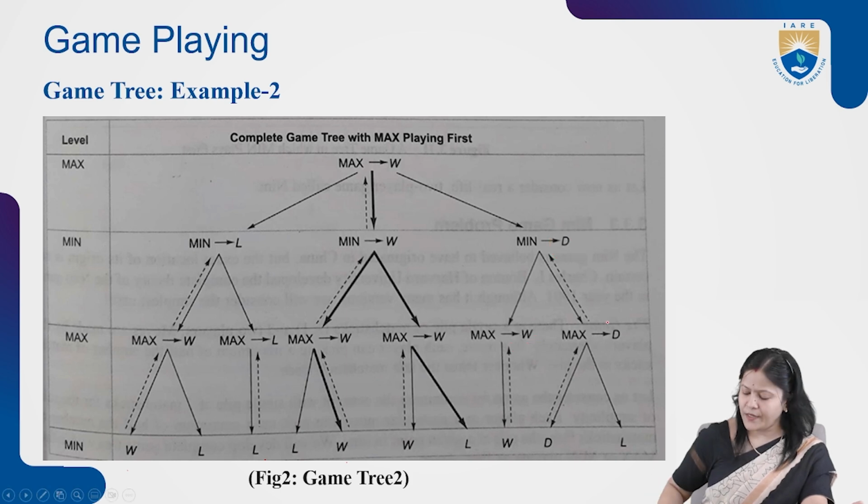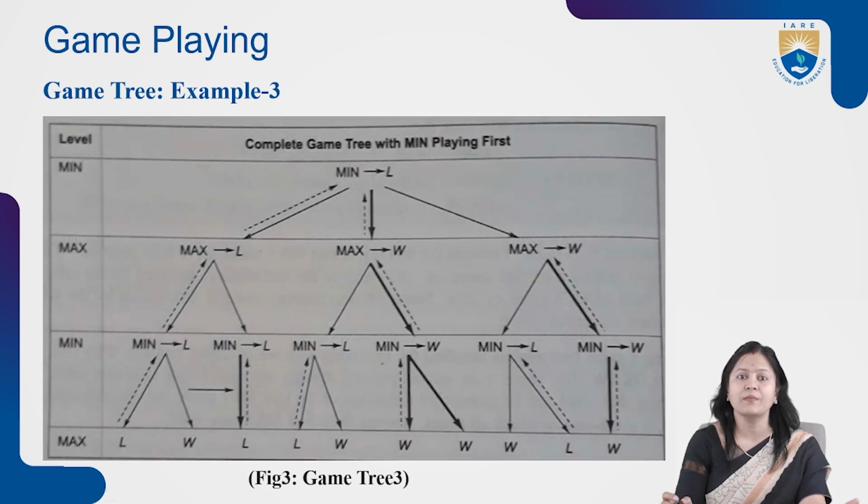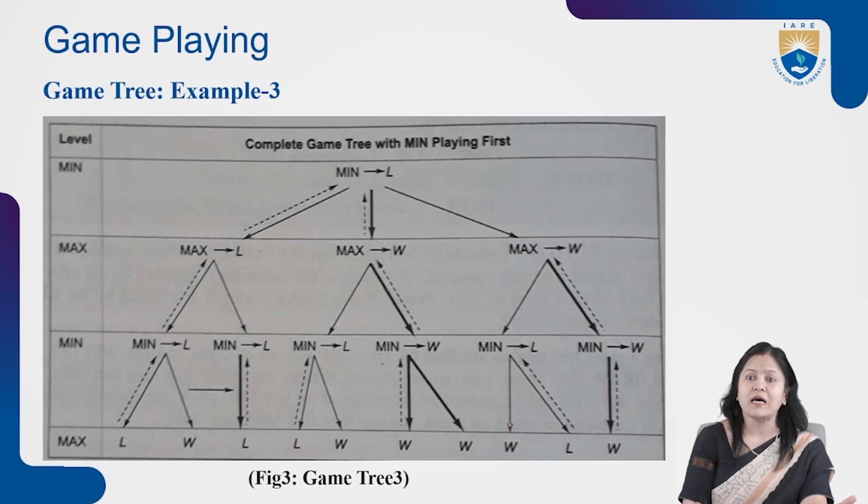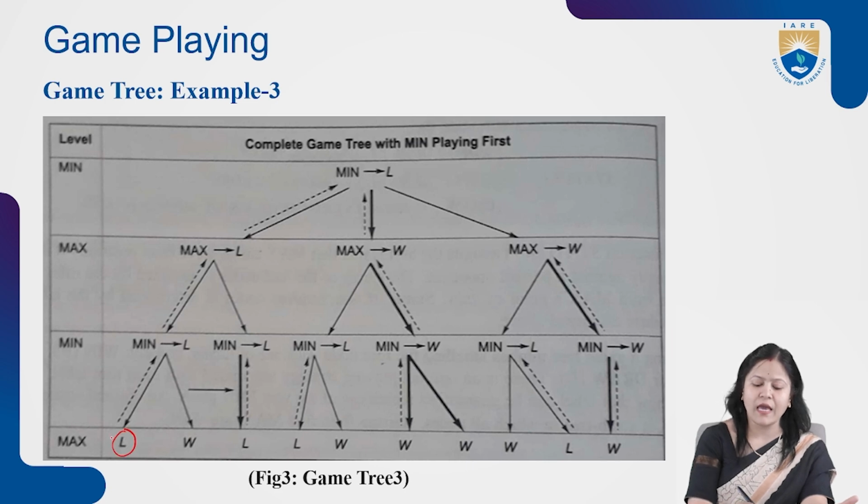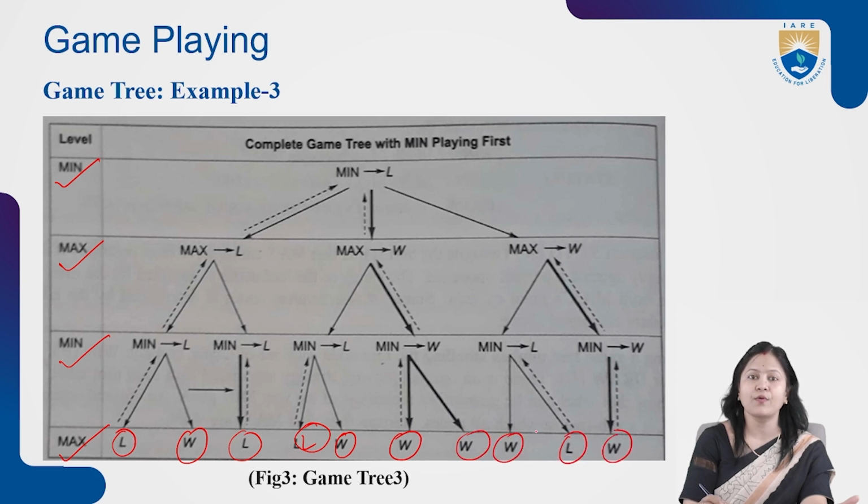One more example, let me show you here. This is the third example. All the statuses of the last level are already given. One is L, which is the max player. Here the first player is min, next player is max, next is min, then max. So for the max layer, all the statuses are already given: L, W, here L, here it is W, this is L, this is W, this is W. Here it is W, here it is L, and here it is W.